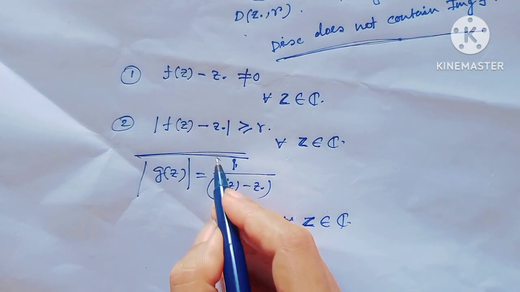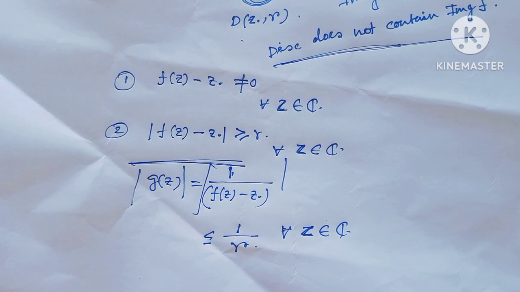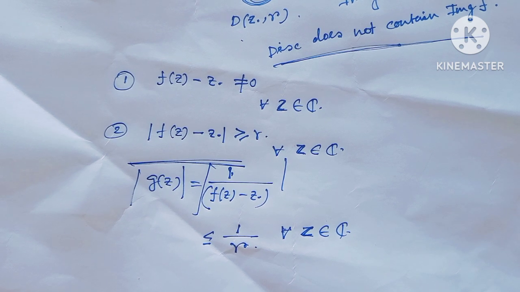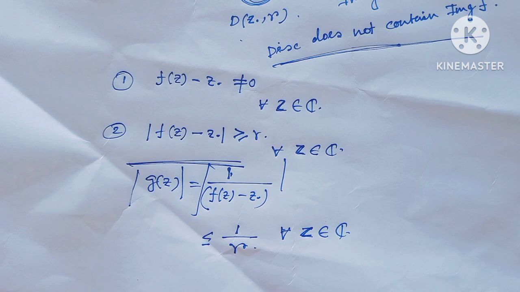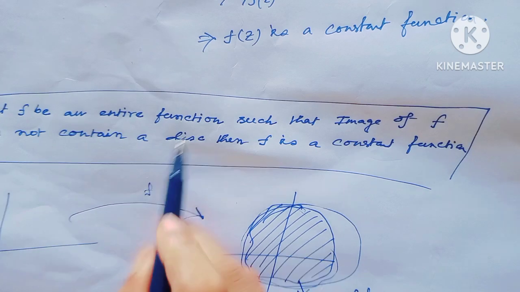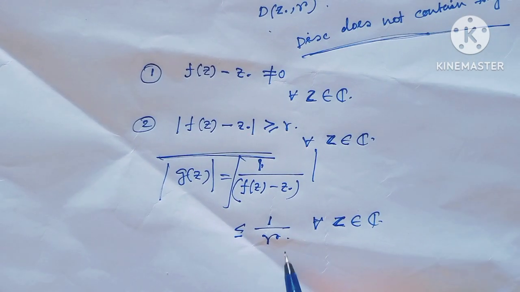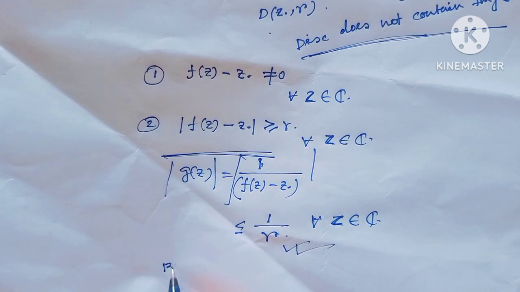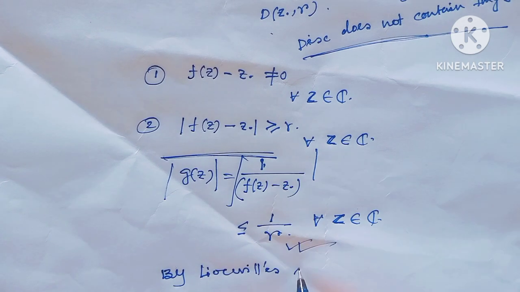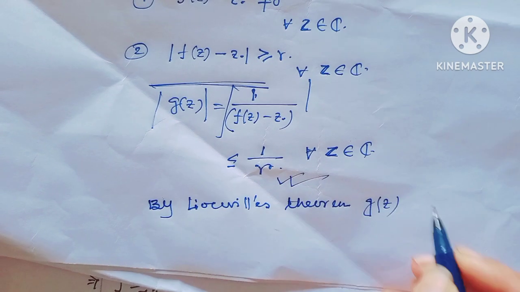Therefore, since I have got modulus of g(z) less than or equal to 1 over r, and this is true for all z belonging to the complex numbers, obviously since f is given as an entire function, g(z) is obviously an entire function which is bounded. So similar to before, by Liouville's theorem, we can tell g(z) is constant.